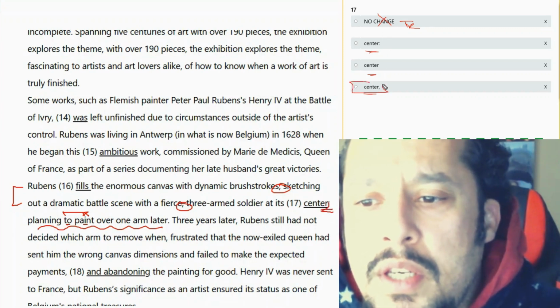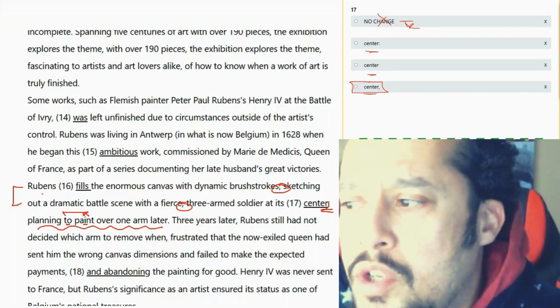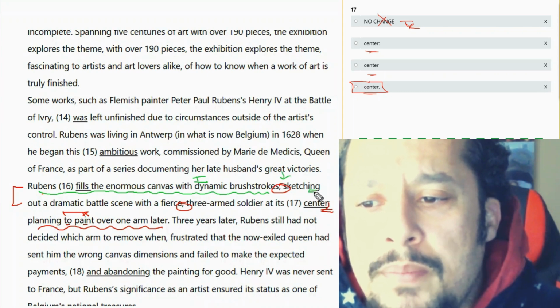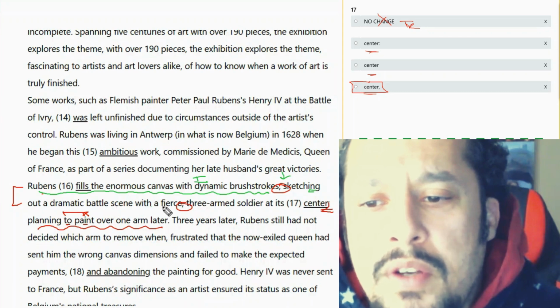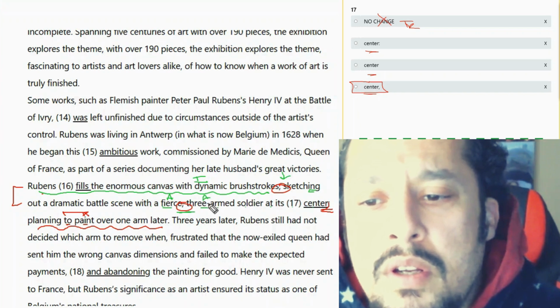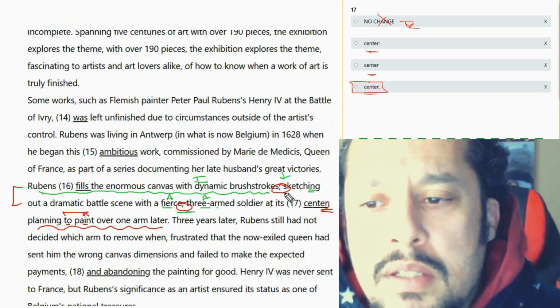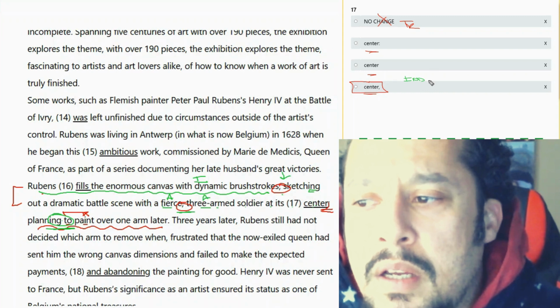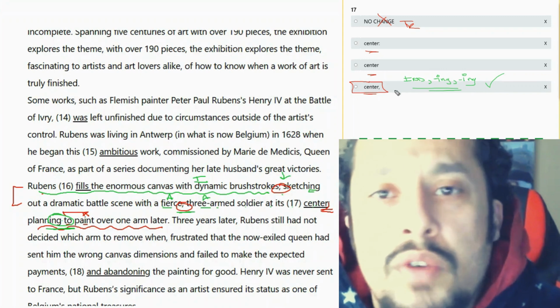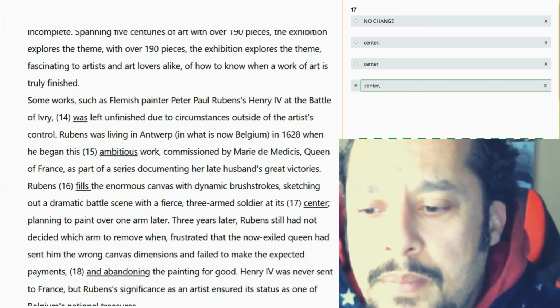Okay, so I'm gonna go with answer D here. Ruben, let me change the color too. "Ruben filled the enormous canvas with dynamic brushstrokes." Okay, independent idea, comma, ing. "Sketching out dramatic battle scene with a fierce three-armed soldier at its center." You see this comma is not because of two ideas, it's because we separate adjective from adjective. So we continue reading as normal. So this double comma and after that also comes an ing after it. So here we have independent idea, comma, ing phrase, comma, ing phrase, and that works. This is correct structure, there's no flaw. We'll say answer D. Number 18.